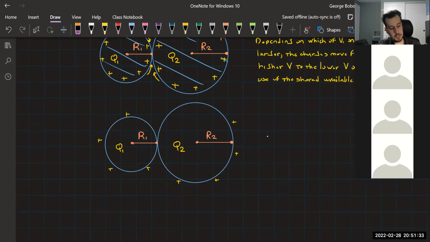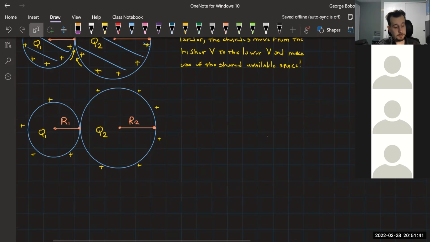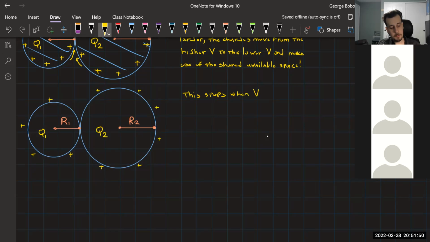So they uniformly distribute on these conductor surfaces like that. That's what's going on right now, and they do that. This stops when V1 prime, the new potential of the left sphere, is equal to the new potential of the right sphere.